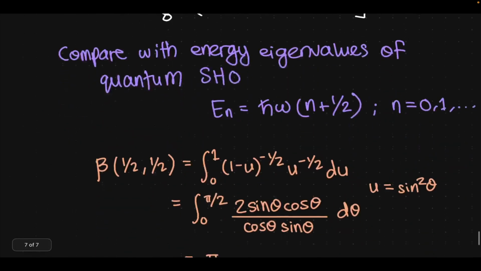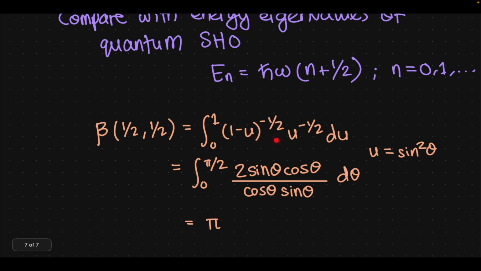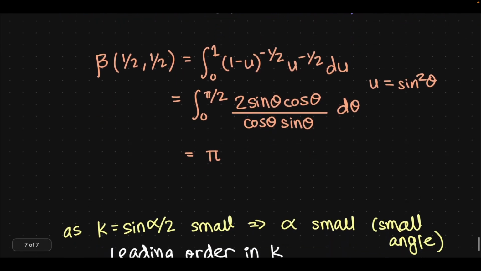We can actually calculate beta of 1/2 comma 1/2. You do a trigonometric substitution, u equals sine squared theta, you get 2 sine theta cos theta over cos theta sine theta d theta, which just results in pi.